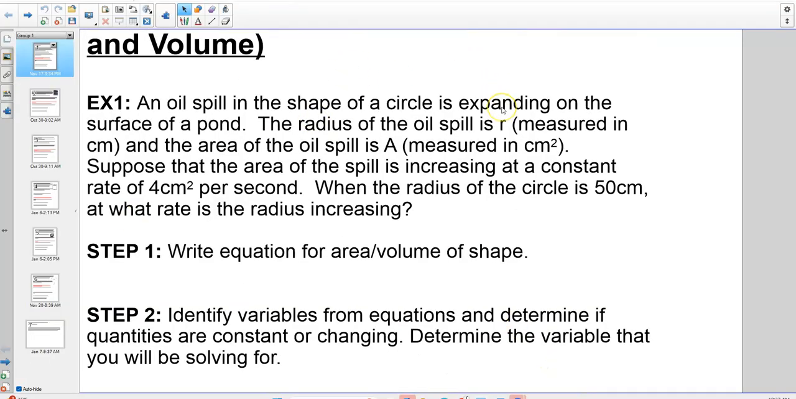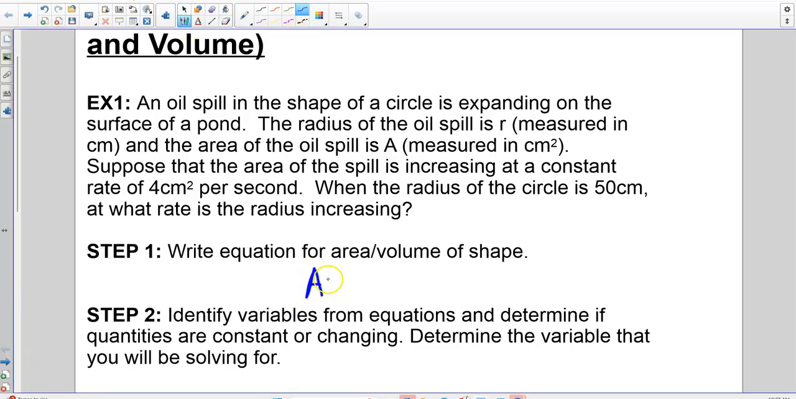So, in this case, we're dealing with a circle. So, the area of a circle, what is it? We all know it and love it. Pi r squared. Not to be confused with the circumference of a circle, which is 2 pi r, but easily confused with the circumference of a circle because they are so similar. Area of a circle is pi r squared.